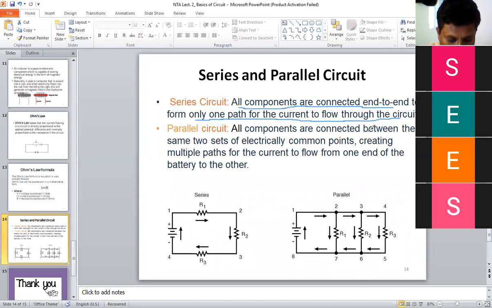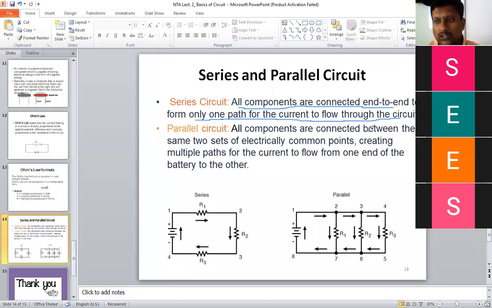Means what? In the series circuit, any component, active element, passive element, energy sources, whatever it may be, all are connected in only one loop, in only one path, so that the same current will flow through all elements. If the current gets divided, then that is not a series circuit.